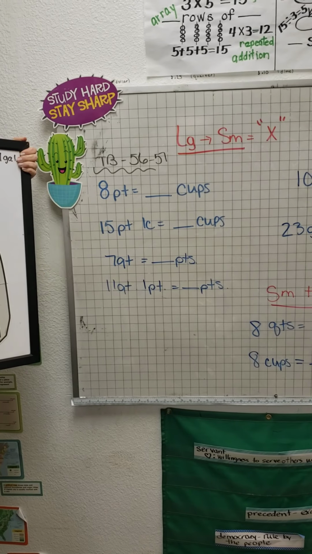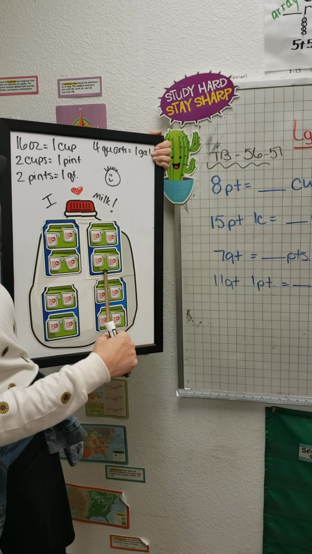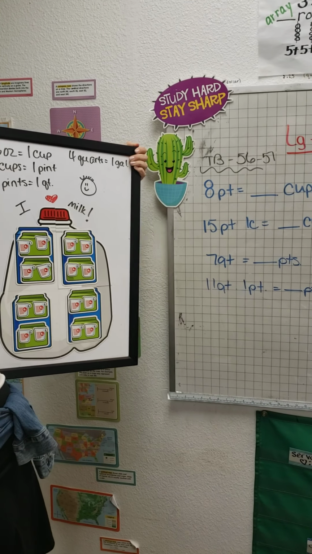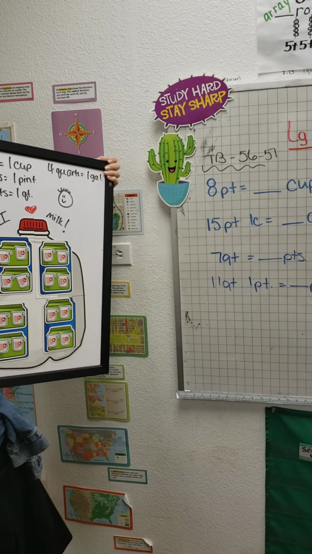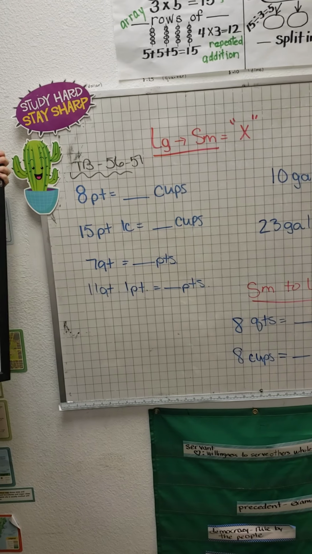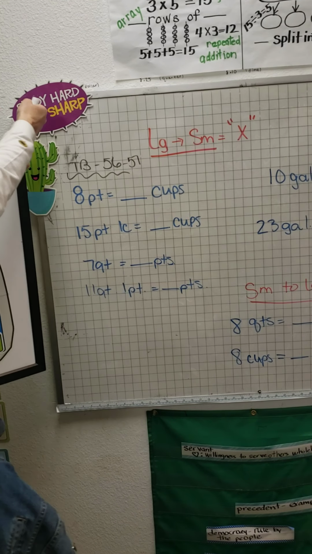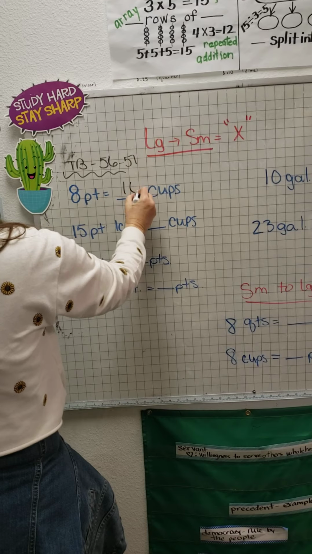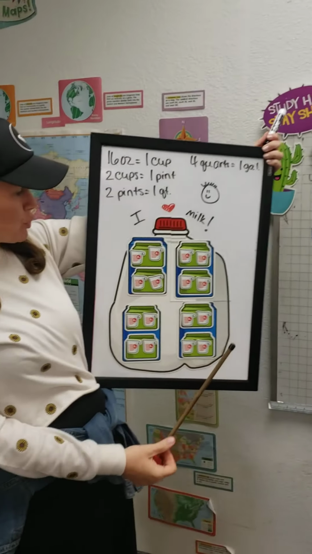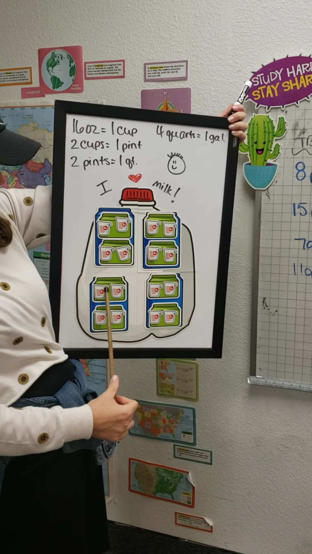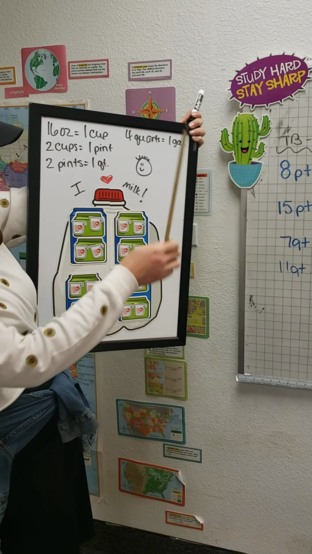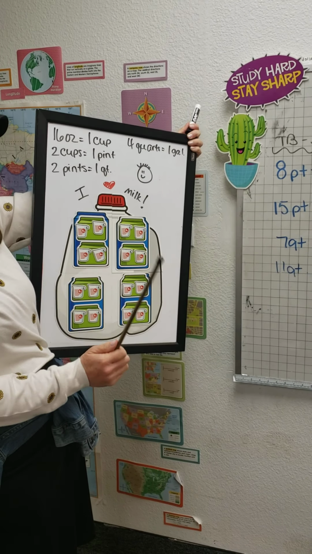So if we had 8 pints, let's count them up. 1, 2, 3, 4, 5, 6, 7, 8 pints, and we wanted to turn them into cups. We're going to multiply, and there are 2 cups in each pint. So we would multiply 8 times 2, which is 16. So 8 pints is equal to 16 cups. So let's just count that up by 2s real quick. 2, 4, 6, 8, 10, 12, 14, 16. And voila, you do see there that 8 pints is indeed equal to 16 cups.